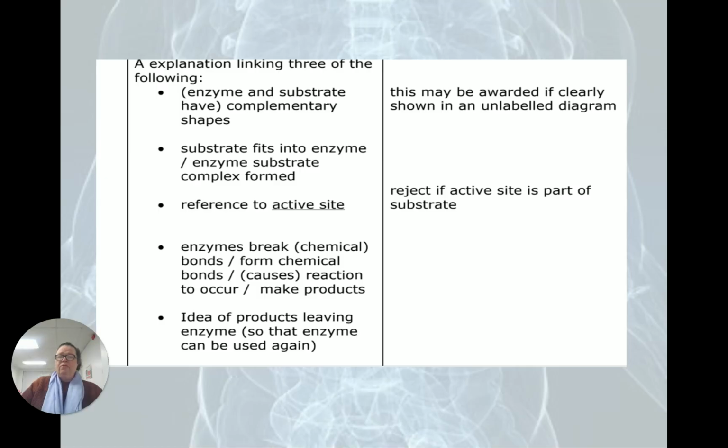Reference to active site. So if you're doing it in words or on your diagram, you could have shown where the active site was. Enzymes break bonds, or reactions occur or make products, or the idea of products leaving the enzyme so that the enzyme can be used again. Now, a word about mark schemes. If it's in brackets, you don't need to have it. It's just there to make a little bit more sense. So even if you just put products leave enzyme, or you show it on your diagram, you've got the mark. Okay, so we needed 3 of these. So I'm really, really, really hoping that you all got 3 on there.